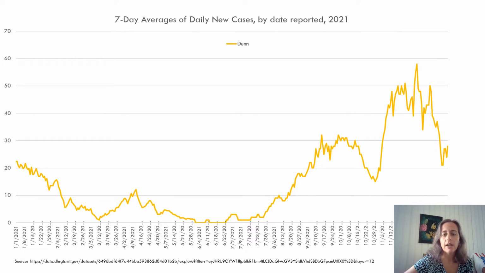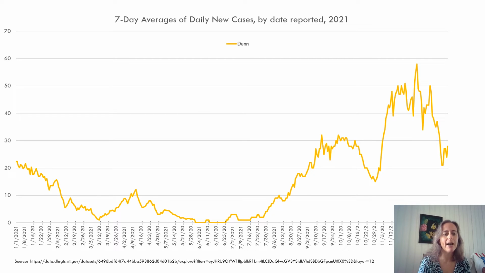So this is a line chart of the 7-day averages of daily new cases. One of the columns in that database is the 7-day average of daily new cases. So they take the previous 7 days, add them all up, divide them by 7, and say on average for the previous 7 days, this is where we were at. And as you can see, this is much more helpful.